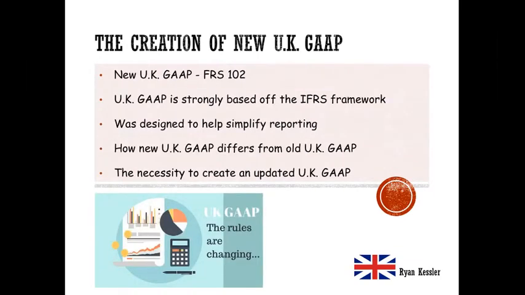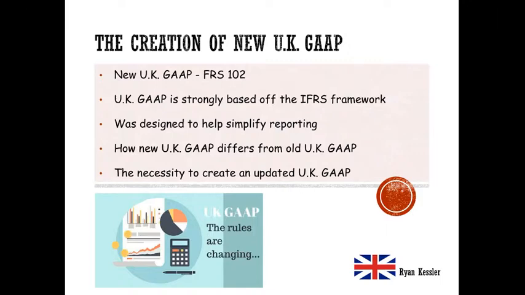FRS 102 was the creation of new UK GAAP. The UK created FRS 102 to simplify their reporting standards. New UK GAAP is based off of the framework of IFRS and is much more comparable than old UK GAAP. Accounting for financial instruments, investment properties, deferred taxes, and pension plans now more closely aligns with IFRS in relation to old UK GAAP.